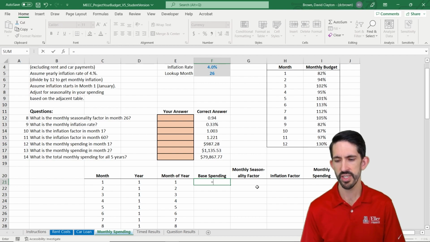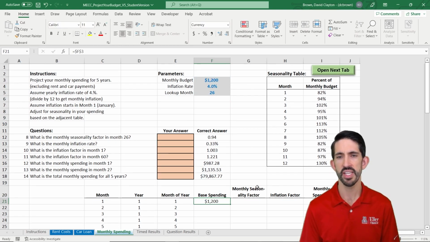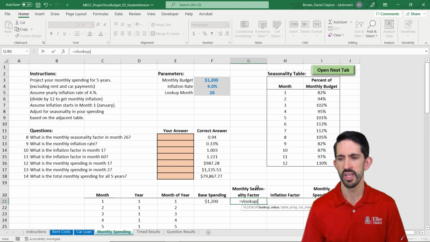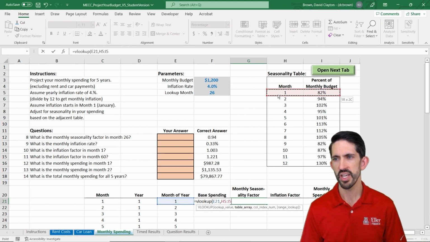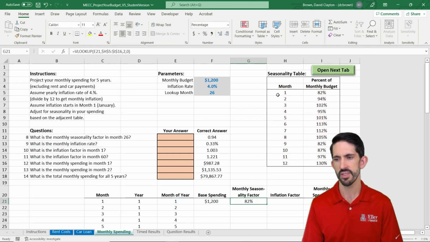Now my base spending, let's make that equal to my initial monthly budget. That's not going to change. Here's my seasonality factor that I was talking about. I'm going to use a VLOOKUP on the month of the year. You could use an XLOOKUP or an index match here just as easily, whichever your preference is.